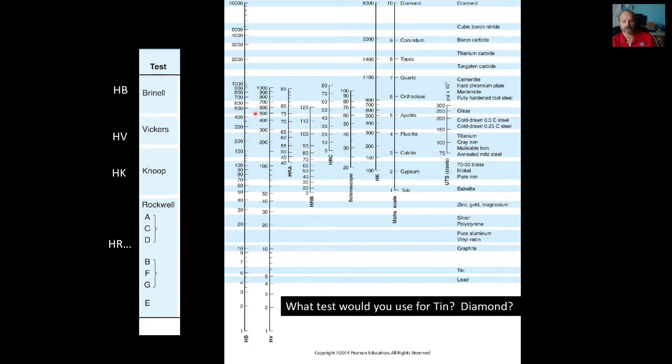a different type of hardness test. So what test would you use for tin? Well, probably an HB or an HV. And for diamond, you could use an HB test, but you'd have to put a huge load on it. It's really, really hard to get any kind of a dent. But you might use an HK, for example. An HRB, HRA, HV, all of those tests wouldn't work for determining the hardness of diamond.